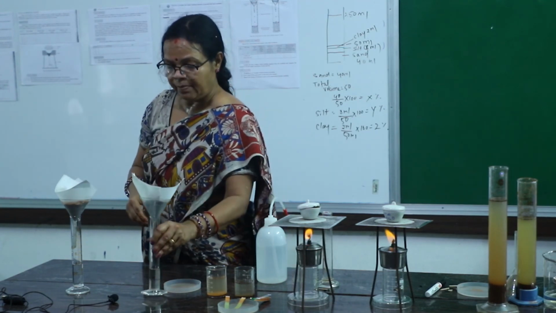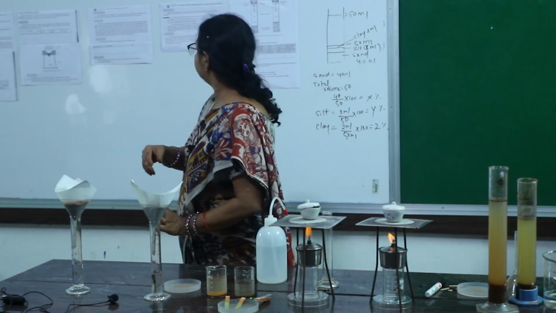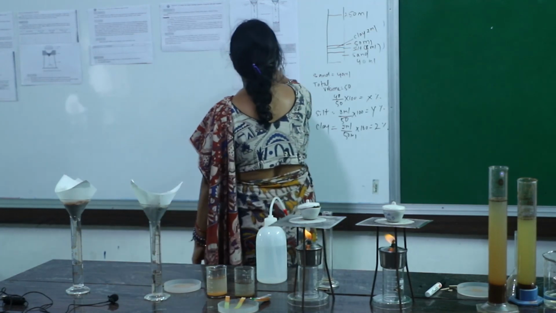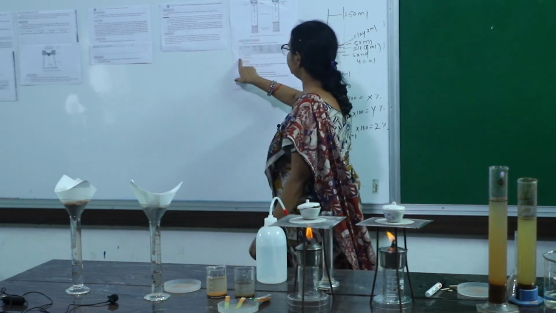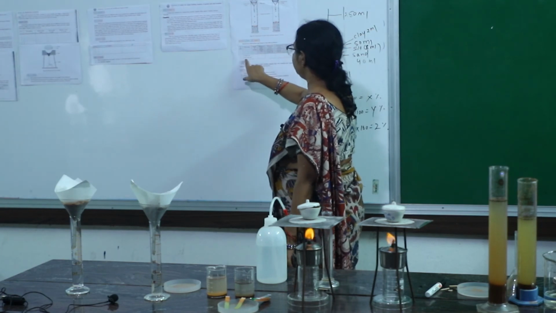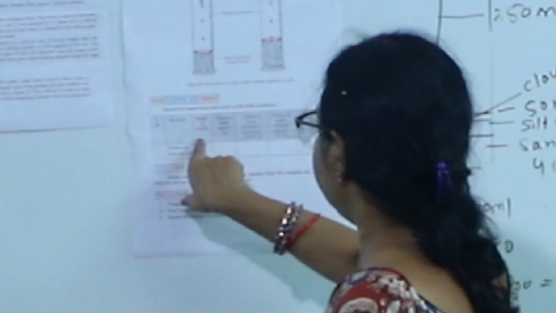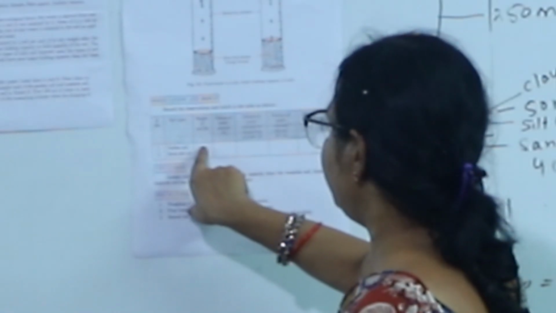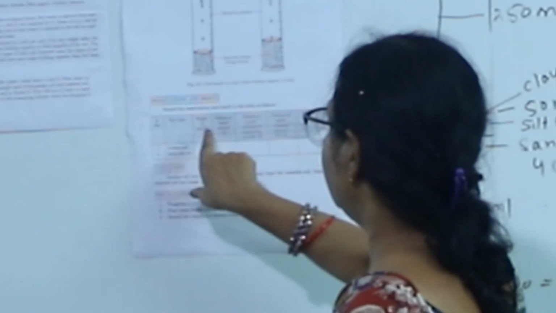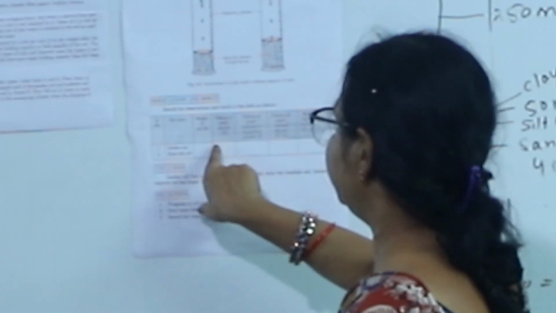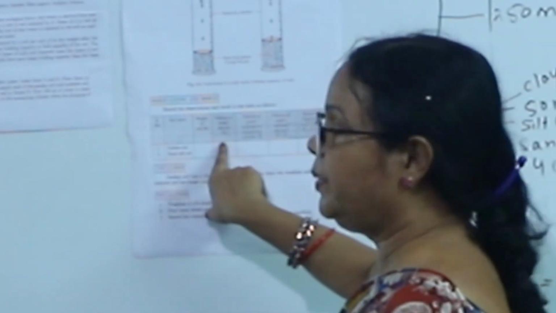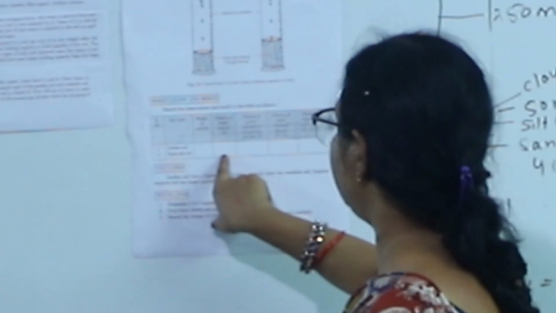So our calculation part is here in the table. Here serial number given, soil type given. So here is the garden soil and this is roadside soil. Weight of the soil taken is 50 gram, here also 50 gram. Then volume of water poured is 50 milliliter.